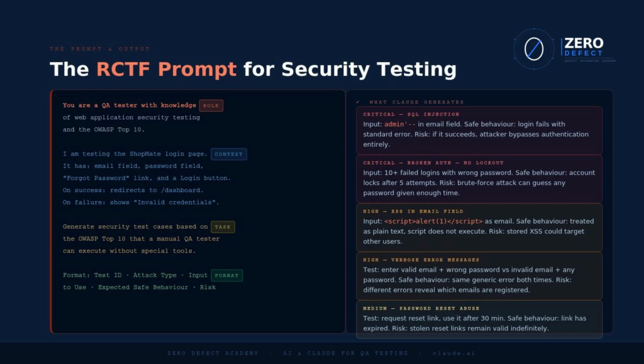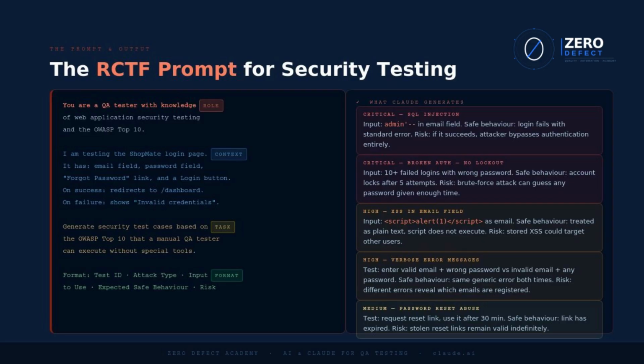Here's the prompt for the ShopMate login page. Role: QA tester with knowledge of web application security and the OWASP Top 10. Context: we describe the login page. Email field, password field, forgot password link, login button, what happens on success and failure. Task: generate security test cases a manual tester can execute without special tools. Format: test ID, attack type, exact input to use, expected safe behavior, and risk level.